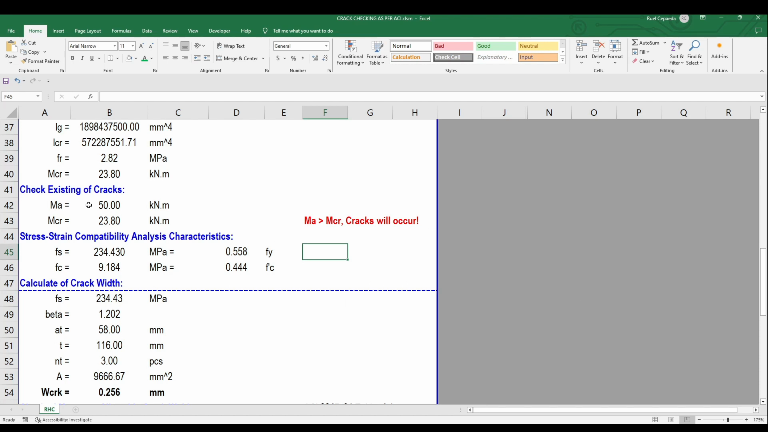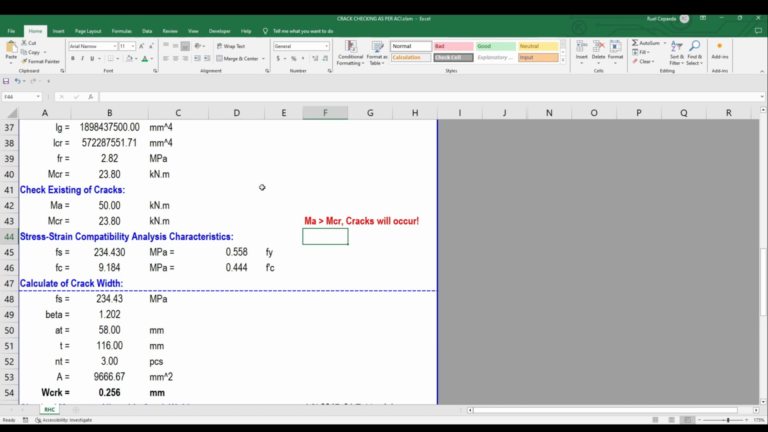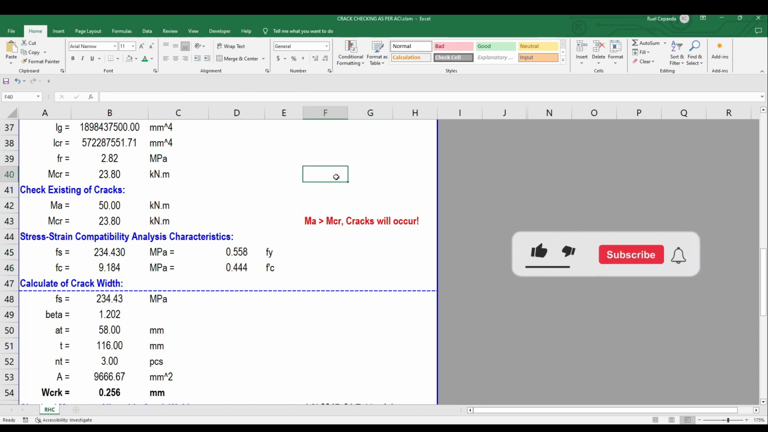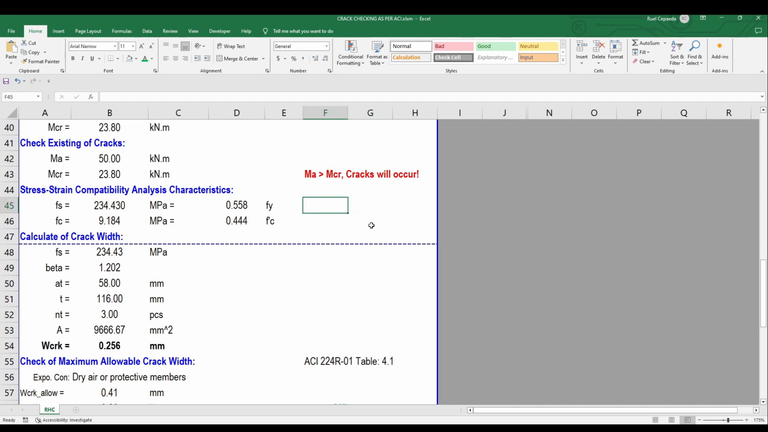Pero, if the service moment is less than the cracking moment. So, ibig sabihin, yung cracks natin, hindi siya mag-occur. So, no need to compute the crack width. Kasi hindi nga siya mag-occur. See? Yun lang kadali sa checking ng crackings.